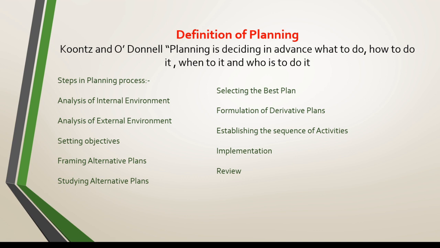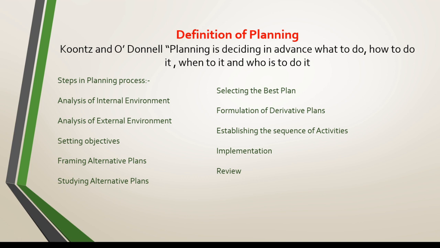Plan is singular here, right? Single plan I will select, so it is best plan written over here. Next one is formulation of derivative plans. Now, in order to apply the main plan, you are coming up with sub-plans, small activities like day-to-day operations, like planning for your expenditure, planning the schedule, etc. Now, within these derivative plans, you have to draw the sequences. So, next step is establishing the sequence of activities.